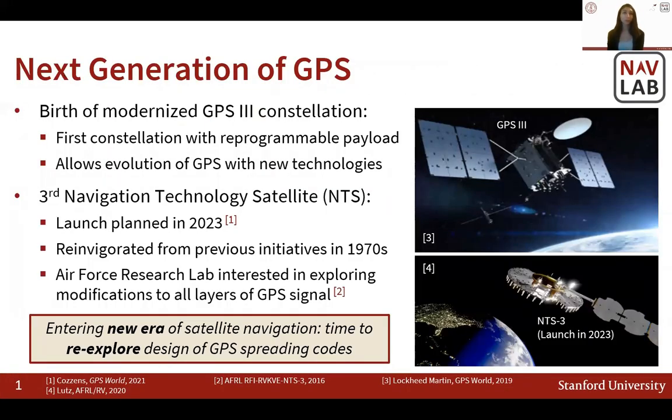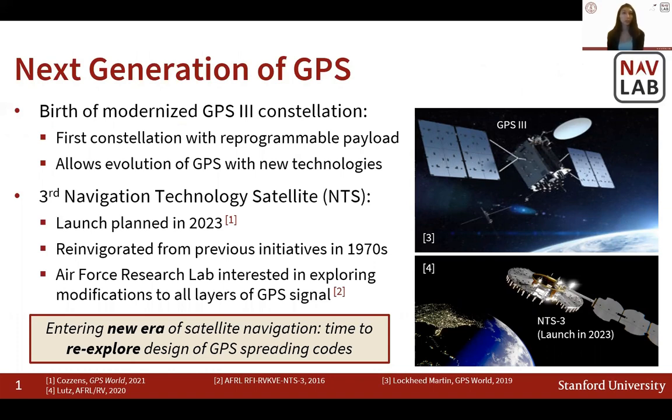Last year, the fifth GPS satellite was launched for GPS-3, and this is the first GPS constellation with a reprogrammable payload, allowing it to evolve with new technologies. Additionally, with the upcoming launch of the Navigation Technology Satellite Platform, the Air Force Research Lab has expressed interest in exploring modifications to all layers of the GPS signal in order to enhance PNT resiliency and performance.